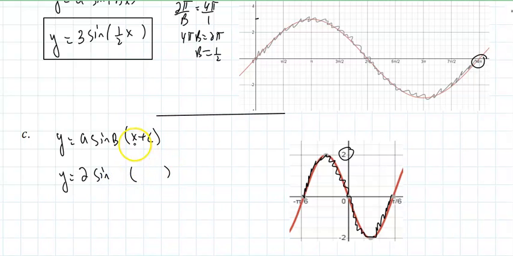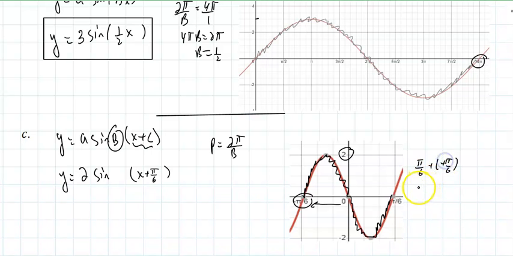I need the period and the shift. If I write it this way, I know they shifted that pi over 6 to the left. That takes care of it. And the period is 2 pi divided by b. And what's the period? If you take pi over 6 minus a negative pi over 6, that would be 2 pi over 6, which is pi over 3. That is the actual period. It is pi over 3. If you cross multiply, pi b equals 6 pi, so b equals 6.